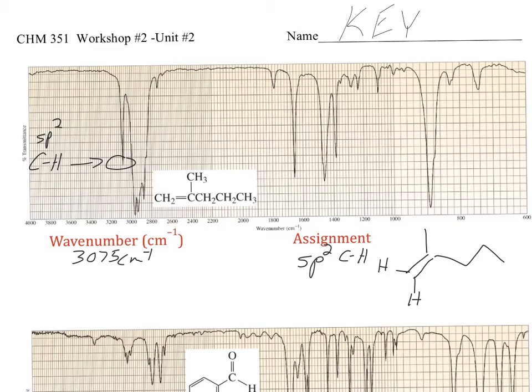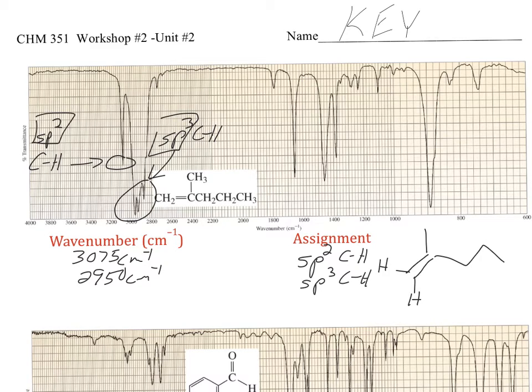This molecule also has a bunch of sp3 CHs, so I can label those. Another thing I would have on here is an sp3 CH, and these are all below 3,000. So I just say 2950. I could circle these and say those are the sp3 hybridized CHs.